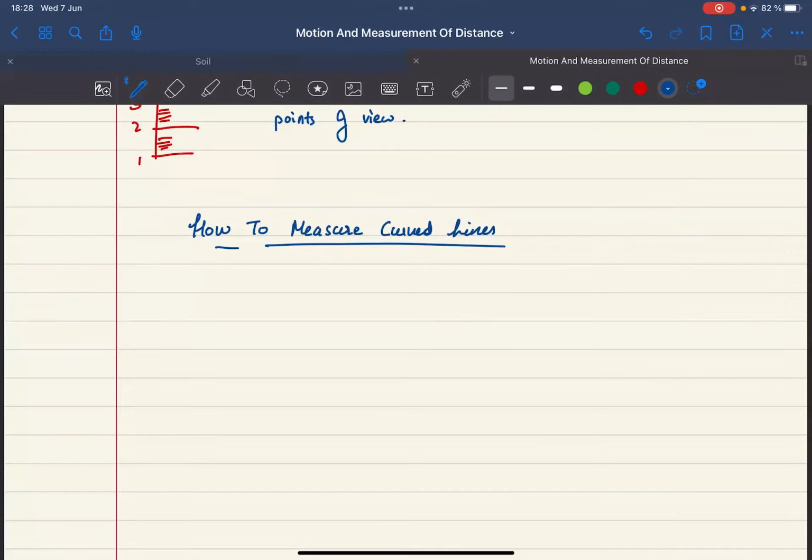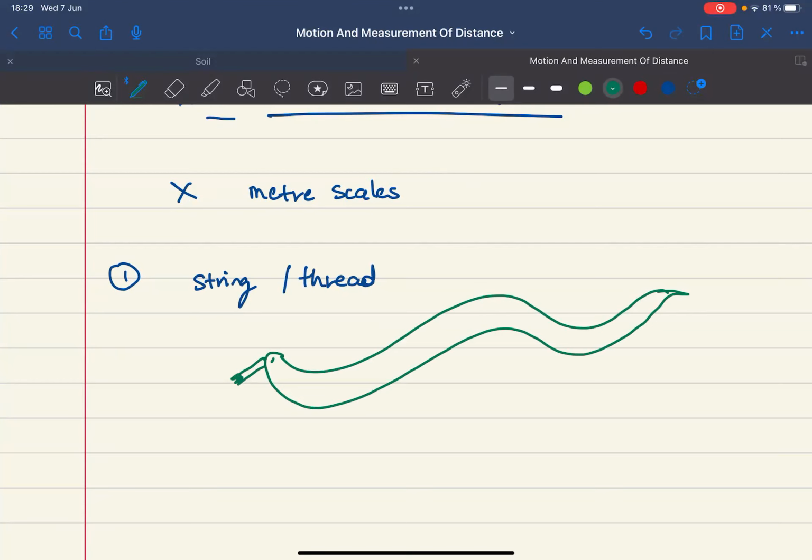Now, for example, you want to measure a snake. You just take a thread. You're going to make a knot in one end of the thread. That is going to be the 0. You're going to place it exactly on the edge of the object and measure it. Why should we place it on top of the object? To avoid what? Zero error. Exactly, to avoid zero error.